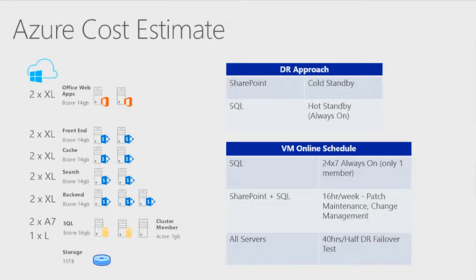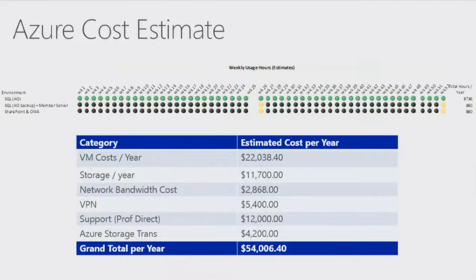And then for all servers in the environment, we're going to assume at least twice a year, we're going to take a week and go through full DR failover testing. So if we look at the costs, assuming that schedule, and you can replicate this yourself, go out to the public Azure website, use the cost calculators, and you can come up with these numbers as well. You basically come up with roughly $50,000-ish for that infrastructure running on that schedule. And that's a pretty good cost saves.